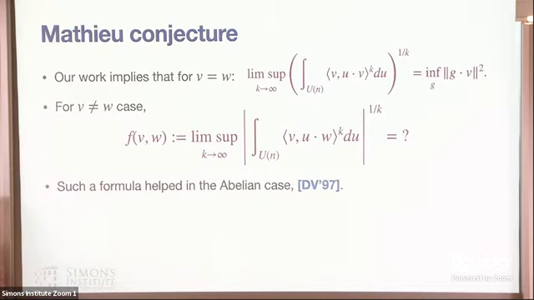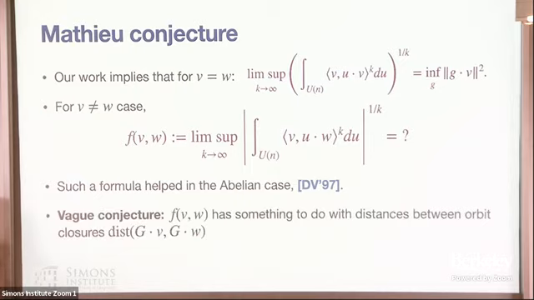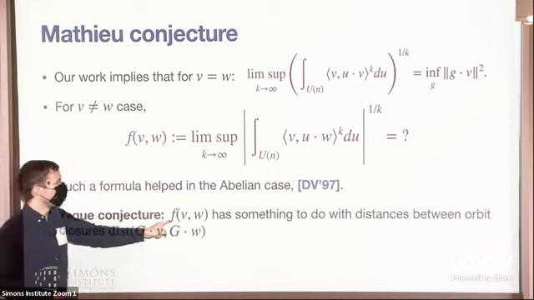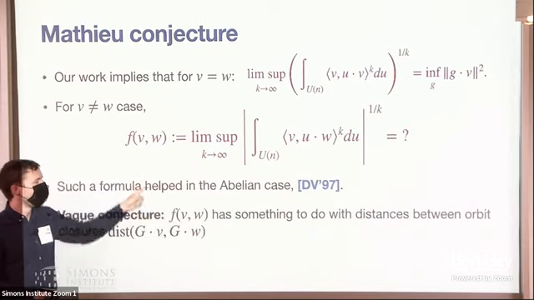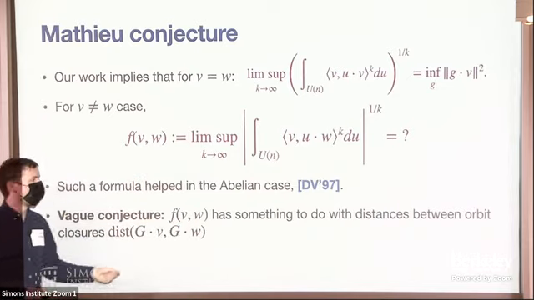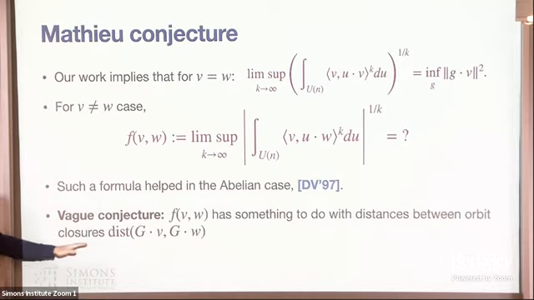So what I'm hoping is that this function f of v and w has something to do with the distances between the orbit closures of these two different vectors. But no, I don't know. I don't really have anything in this direction. I just think it's cool. Okay.